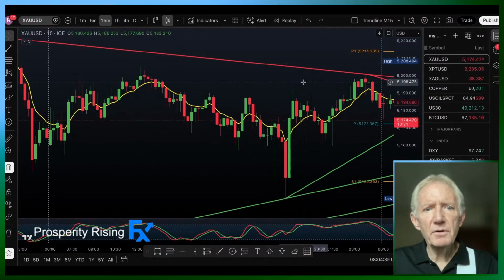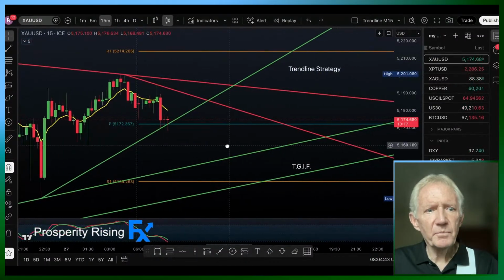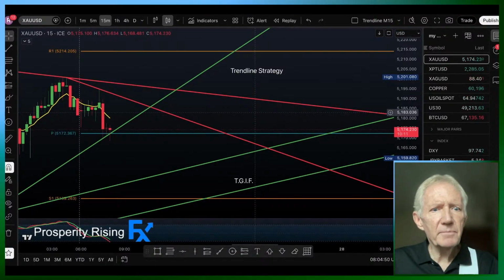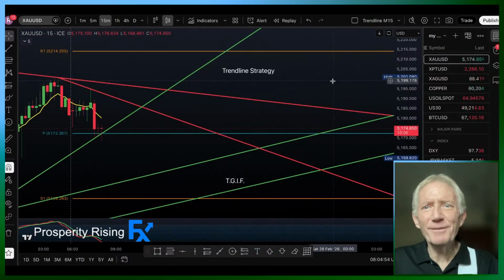And now let's move over to today's chart. Here we go to today. This is still the 15-minute time frame, and this is the trend line strategy. TGIF. Thank God it's Friday. I love Fridays, and that means the weekend is coming up.